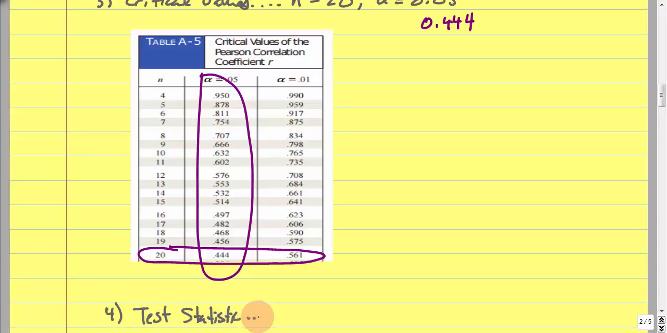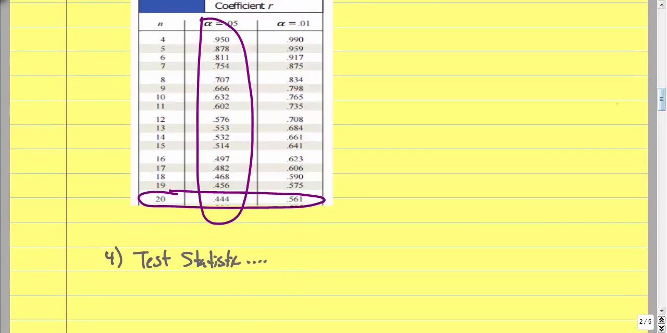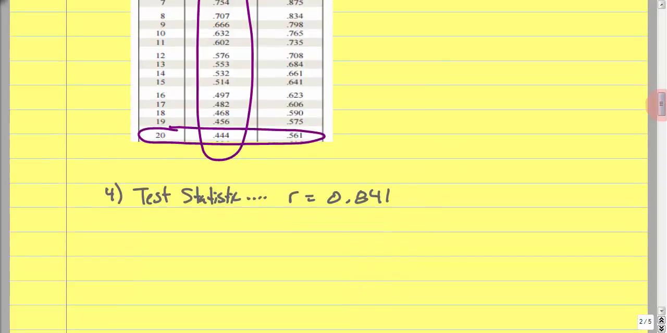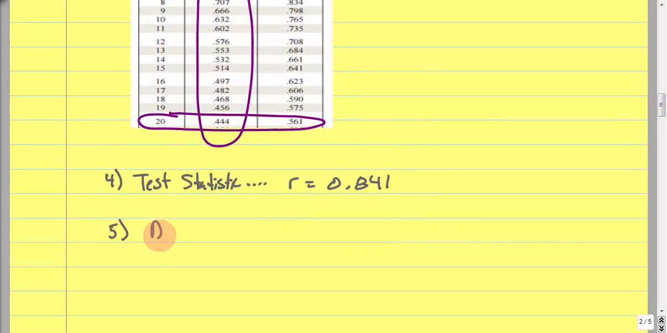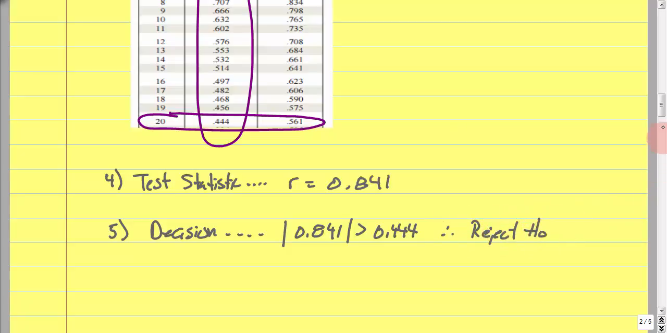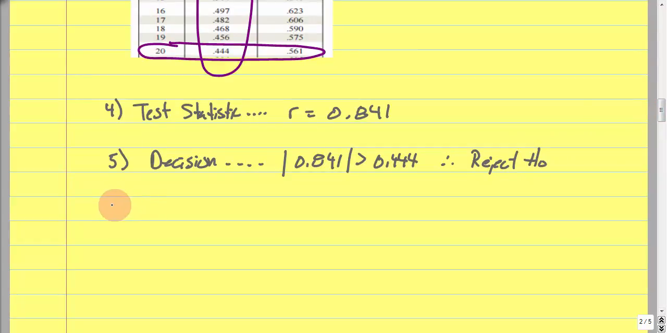Now if we were using the p-value approach, we'd want a t-score, but we don't have raw data, so we can't do that in this case. So R equals 0.841. We're going to want to make some sort of a decision. In this particular case, the absolute value of 0.841 is greater than our critical value of 0.444. So therefore, the triangle with 3 dots means therefore we would reject H0. And if we reject H0, what we're saying is the correlation coefficient doesn't equal 0.